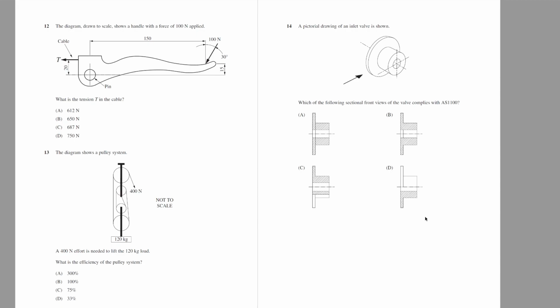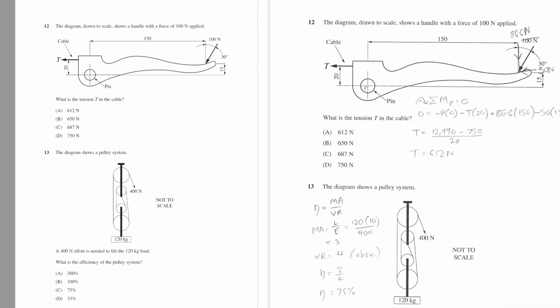Okay. For this question, I had to do some working out. I labeled this point as P, and I summed the moments about P. There is a force that presumably is acting at P, but we haven't been told about that, so I wrote that and multiplied by 0. We've got the tension of the cable, which is going anti-clockwise. And then I've broken this 100 into 86.6, the disco number, and 50, and replaced this 100 with those two forces.